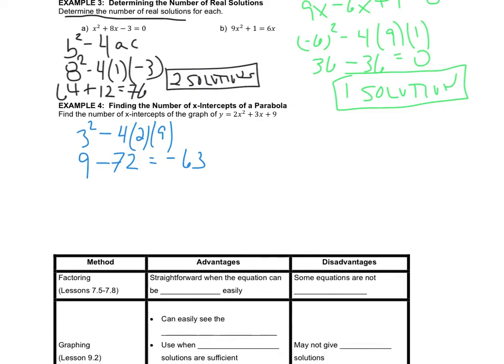Once we have a negative answer, there are no solutions. So we will not get any real number solution. This will be one where the vertex would be above the x-axis if it was opening up, or it's below the x-axis if it's opening down. It will not cross the x-axis if I was to make a graph.